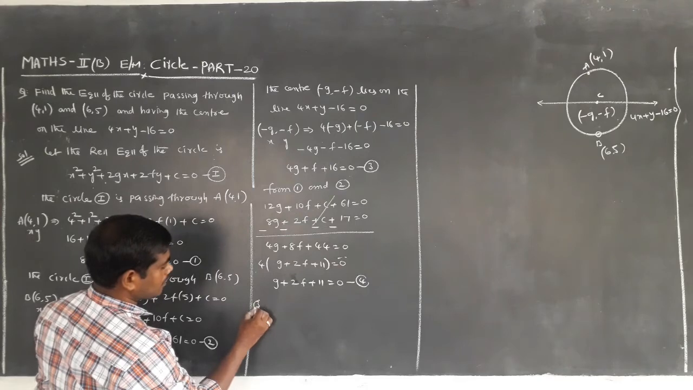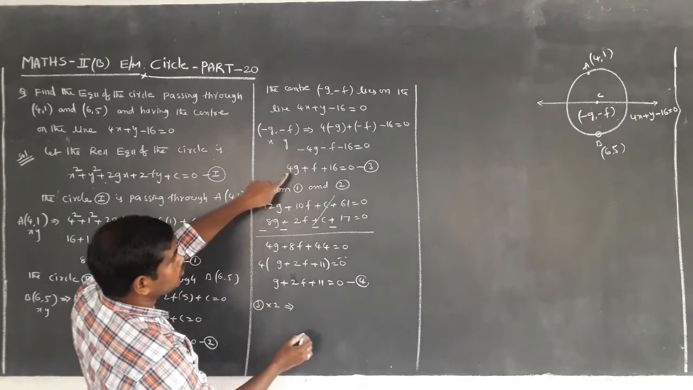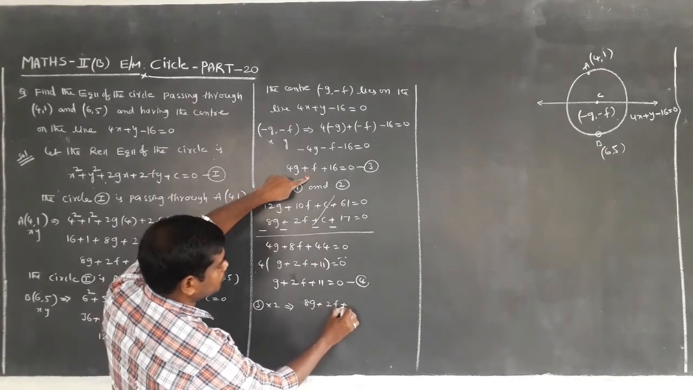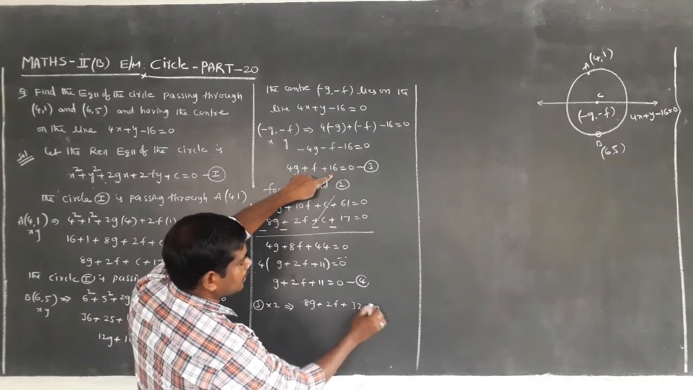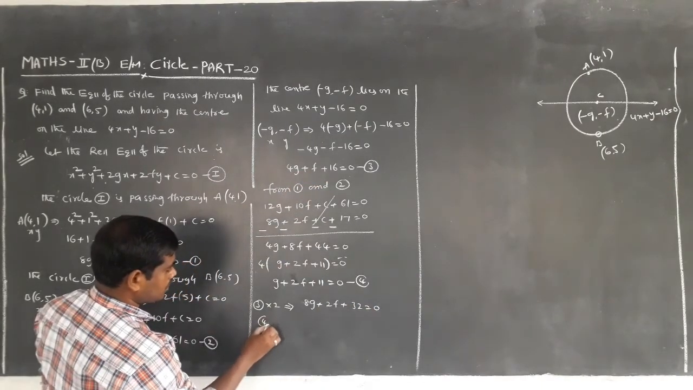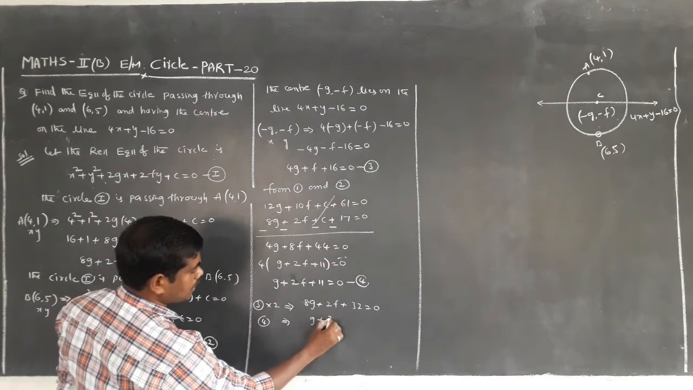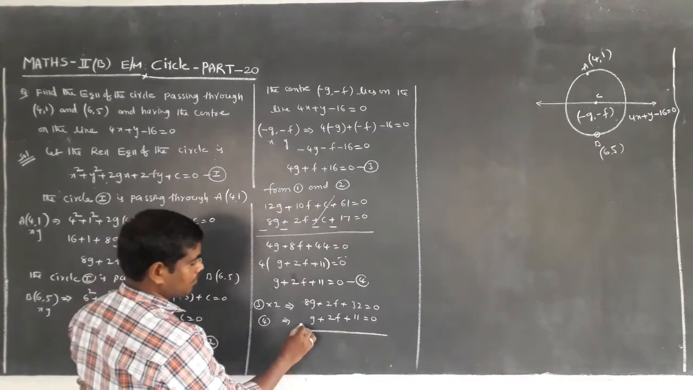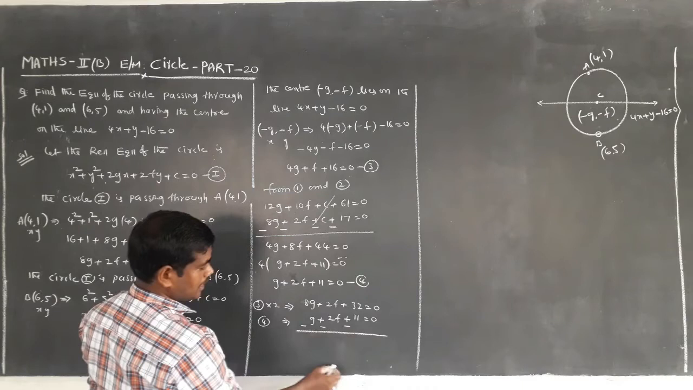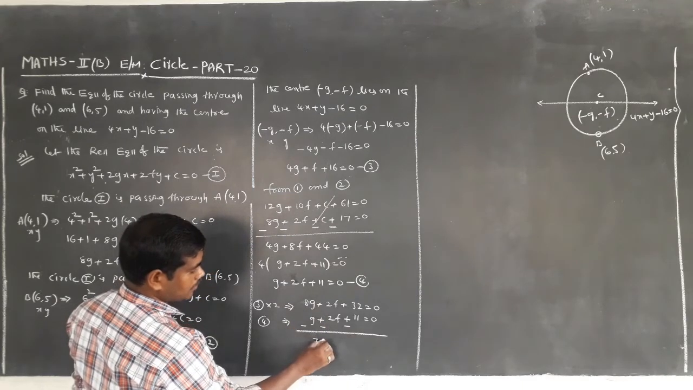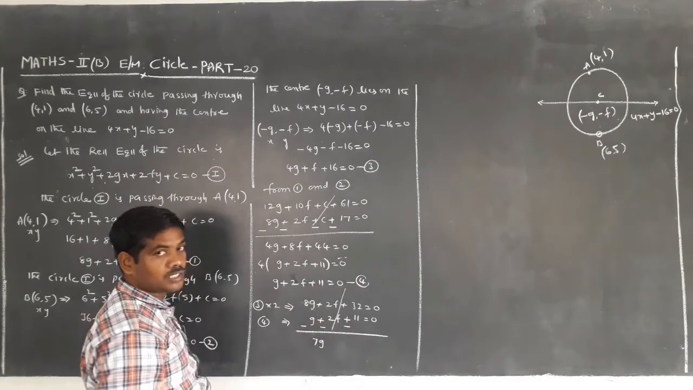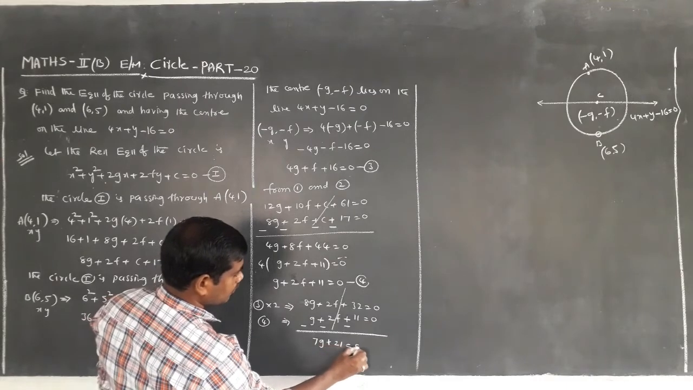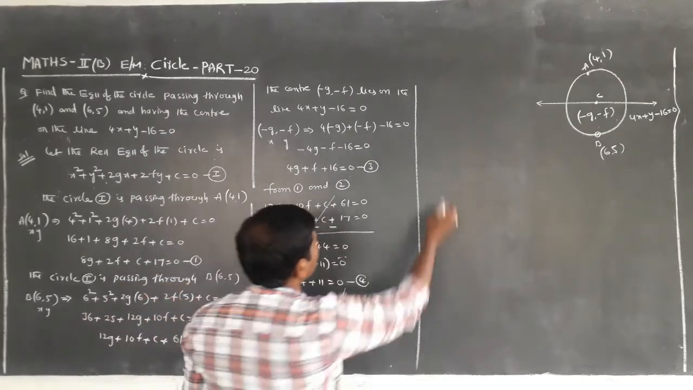Condition number 3, multiply with 2. 2 4s are 8g, 2 into f is 2f, 2 into 16 is 32, equal to 0. Fourth equation, write the same: g plus 2f plus 11 is equal to 0. Subtracting: 8g minus g is 7g, plus 2f minus 2f cancel, 32 minus 11 is 21, equal to 0.